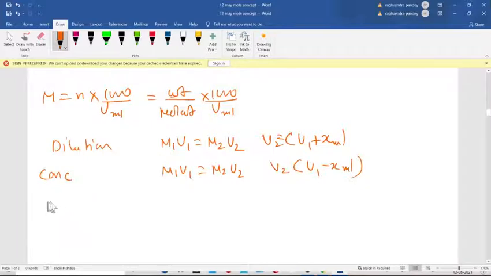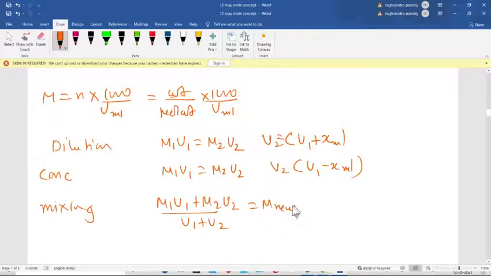And for this mixing we have just done, mixing is your M1V1 plus M2V2 upon V1 plus V2. So we can take it as M, or for acid and base, M1V1 minus M2V2 divided by V1 plus V2, that is in the mod, that is your N. So basically these are the four formulas which are there to solve all the questions of molarity.